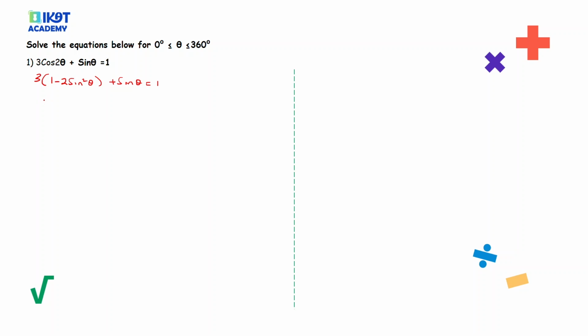So what do I end up having? This is 3 minus 6 sine squared theta plus sine theta is equal to 1. So I'll take this to the other side, so I'll have 6 sine squared theta minus sine theta minus 2 is equal to 0, because 1 minus 3 is negative 2. So I let sine theta equal a. I'm not going to solve this because we've worked out these equations before. So eventually you get this.